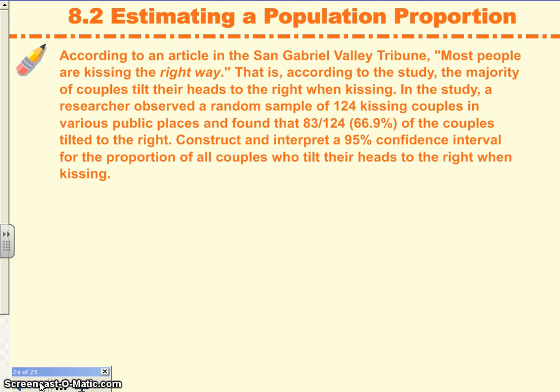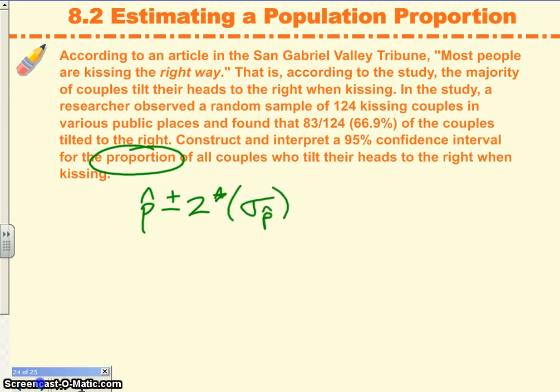All right, so we're looking again for a proportion. We'll construct confidence intervals for means later in the week. So we're going to have the same setup. We're going to have p hat plus or minus a critical value times sigma sub p hat. Our statistic plus or minus the critical value times the standard deviation of the statistic. First things first, p hat. It's actually given to us. Remember, the researchers found that 83 out of 124, or 66.9% of couples, tilted their heads to the right when they were kissing. So p hat equals 0.669.